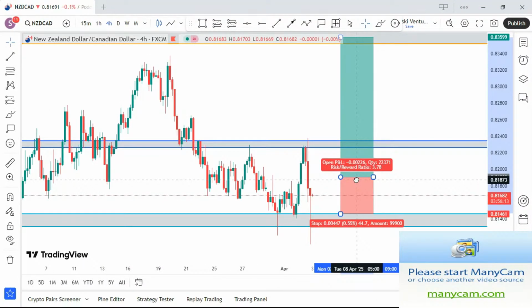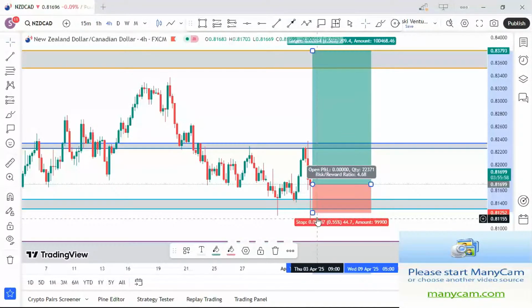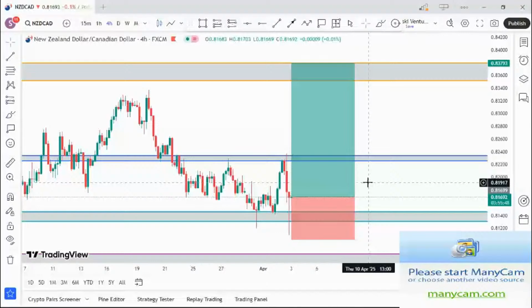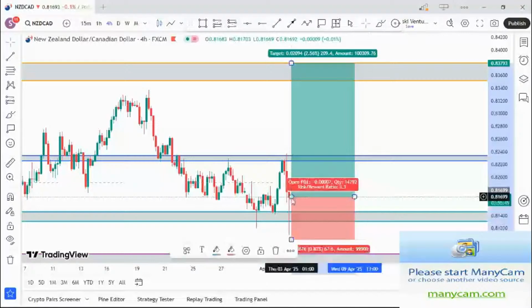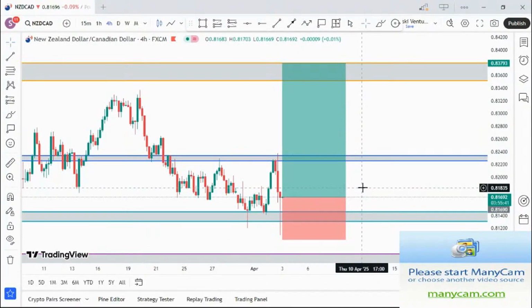So this will be my entry. Manage your risks very, very well. With risk management you'll stay in the markets for a very long time. No matter how many losses you take, with a very good risk management plan, you'll be able to stay in the market for a very long time.